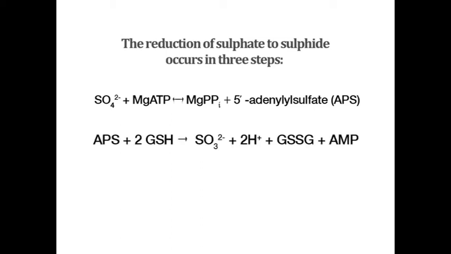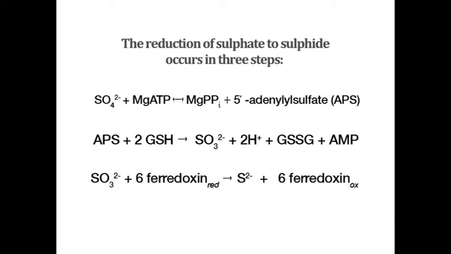First, sulphate is activated to adenosine 5-phosphosulfate or APS, catalyzed by ATP sulfurylase. Secondly, APS is reduced to sulphite, catalyzed by the enzyme APS reductase, using glutathione as the reductant in most cases. Finally, sulphite is reduced to sulphide by sulphite reductase using ferredoxin as a reductant.